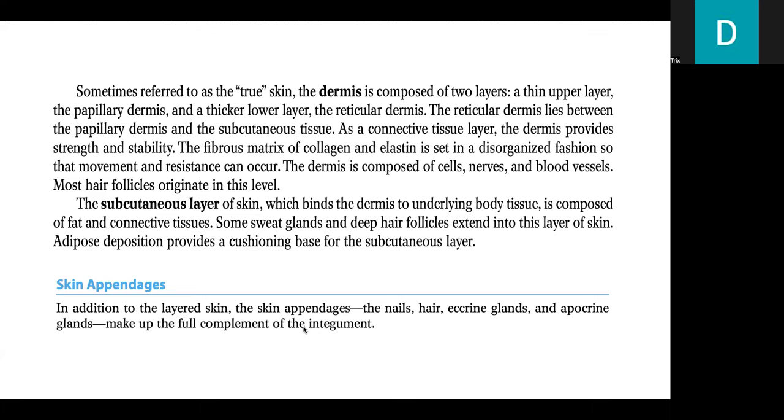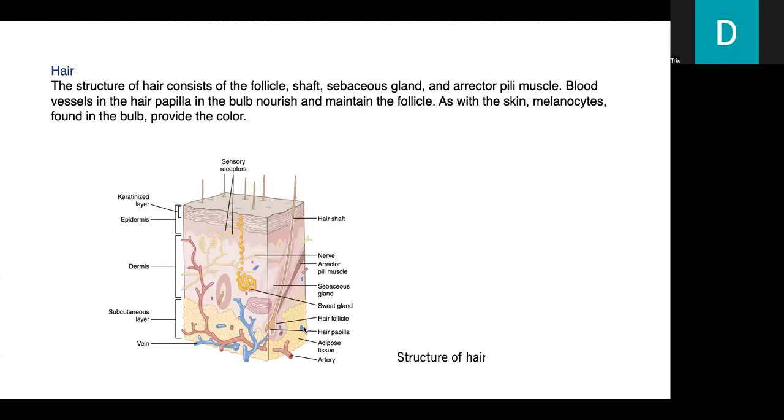The subcutaneous layer of skin, which binds the dermis to underlying body tissue, is composed of fat and connective tissues. Some sweat glands and deep hair follicles extend into this layer of skin. Adipose deposition provides a cushioning base for the subcutaneous layer. Skin appendages. In addition to the layered skin, the skin appendages, the nails, hair, eccrine glands, and apocrine glands make up the full complement of the integument.